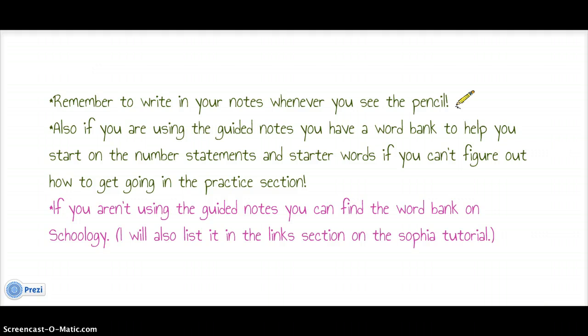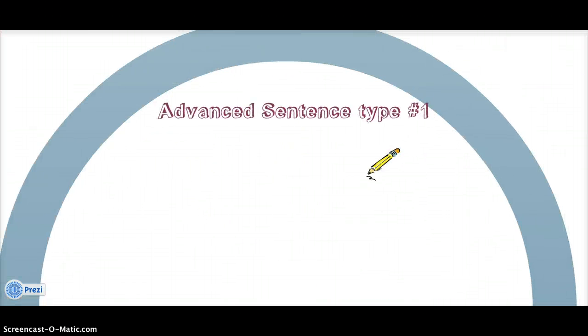So some of you may have downloaded the guided notes, and that's great. If you're not using the guided notes, when you get especially to the number statement part, you may need to refer back to it on Schoology just to get the word bank. That'll give you some suggestions of words that you can use. As well as if you take on the bonus question, you'll get some starter words for the situation stance topic section. And I'll list it in the links for the Sophia tutorial as well. Okay, well let's get into the different types.